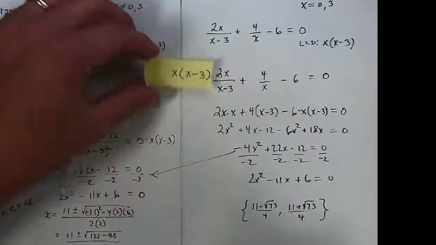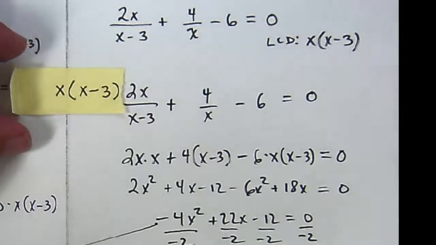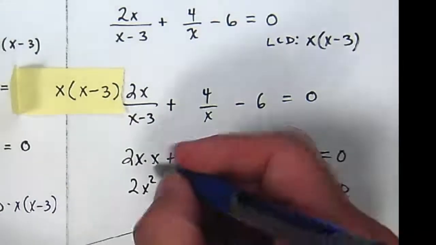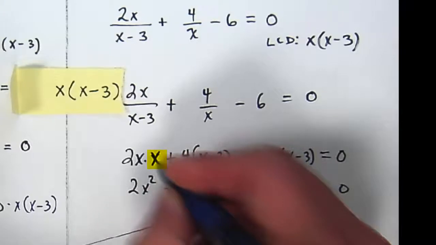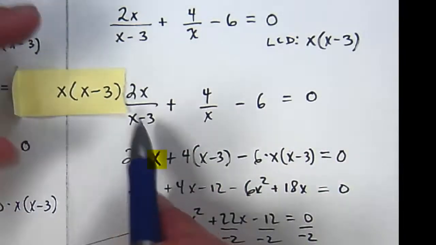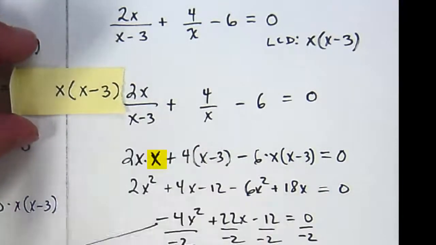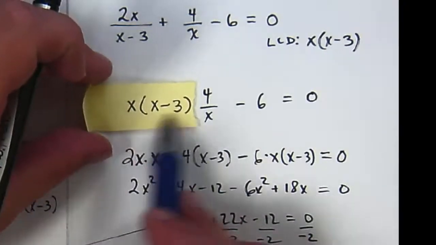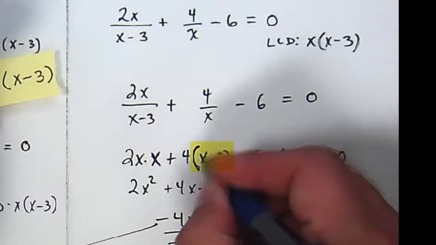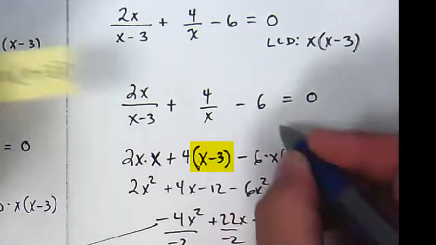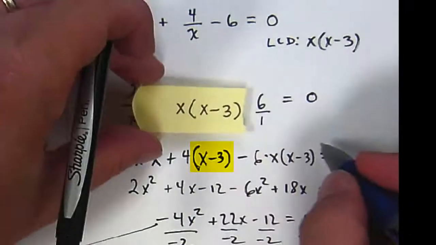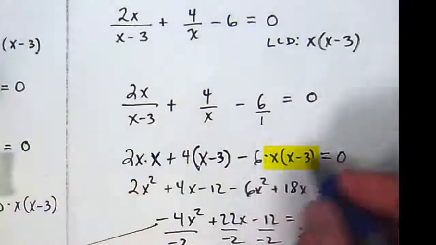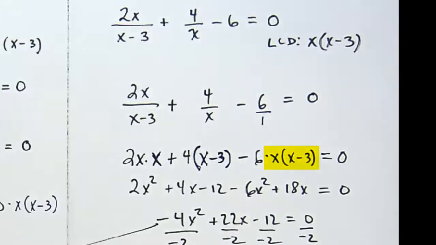Let me just make one last point about this LCD. I want you to notice that what I ended up multiplying by here was x, and that is what was missing from the bottom. You see that? The x was missing. What's missing here? The x minus 3, and what did I end up multiplying by? An x minus 3. What's missing here? Everything. So what did I end up multiplying 6 by? Everything. And so when you're solving these things, when you multiply by the LCD, what ends up being left on top is what was missing on the bottom.